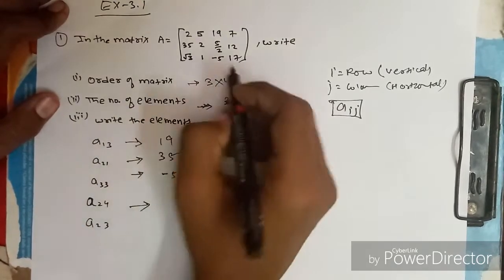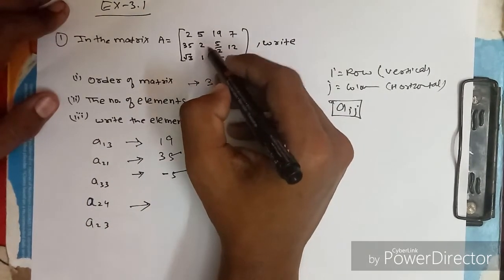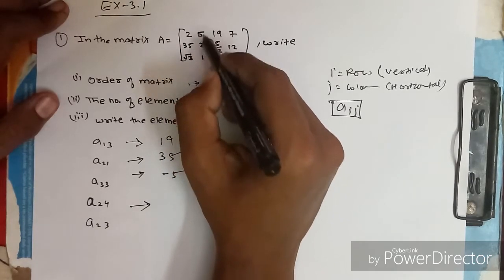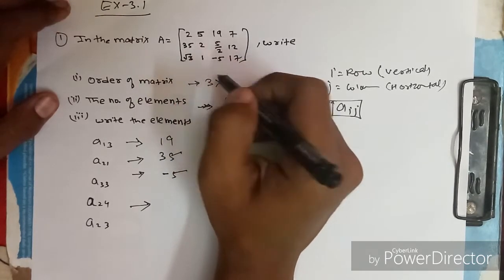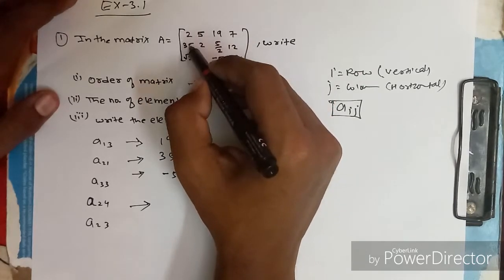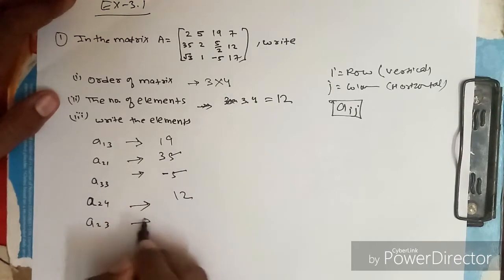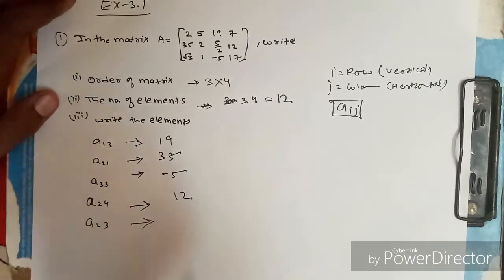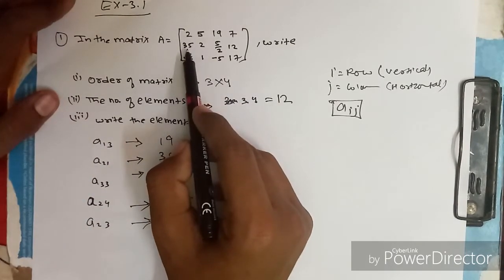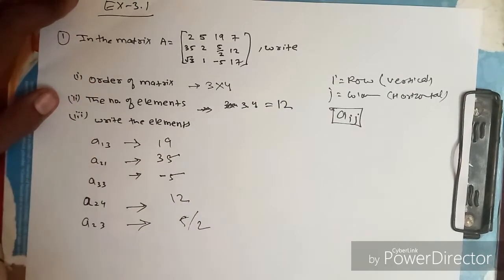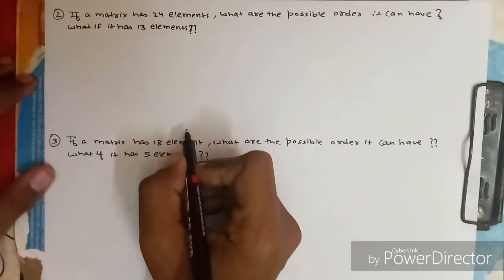And A24, that is second row and fourth column, so 12. And A23, that is second row and third column, that is 5 by 2. We have taken the next problem, that is question number 2.